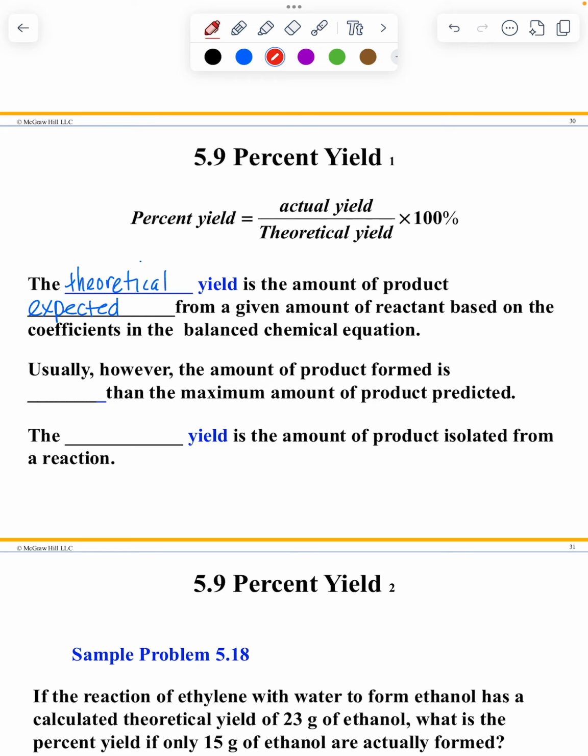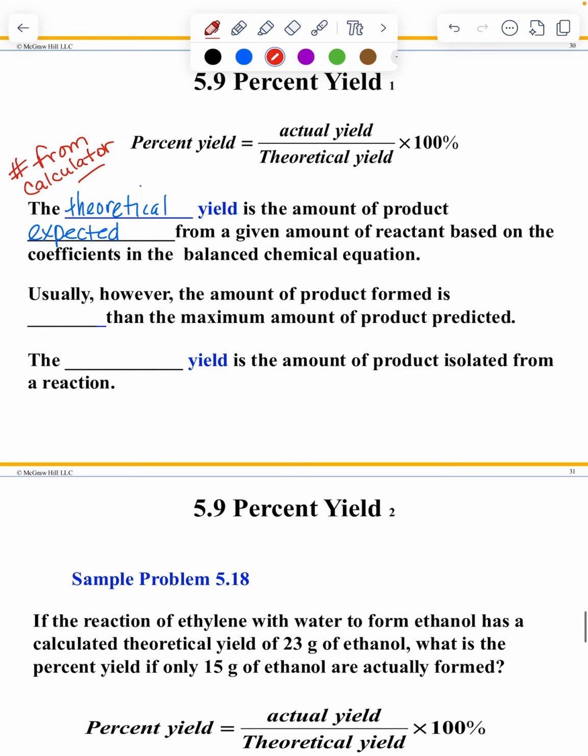On the other hand, we have the actual yield. So here this statement says, usually, however, the amount of product formed is less. And we talked about why it's less, usually because of human error. We make mistakes in the lab, we spill things, and so on. And so we typically don't get 100%.